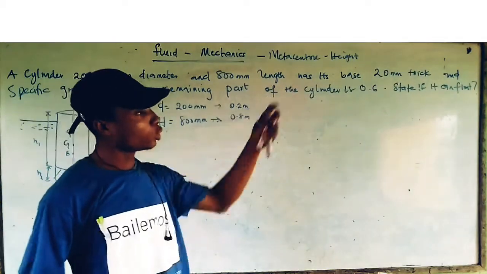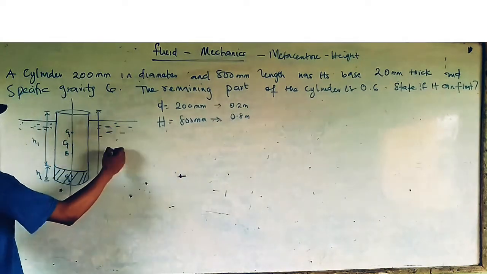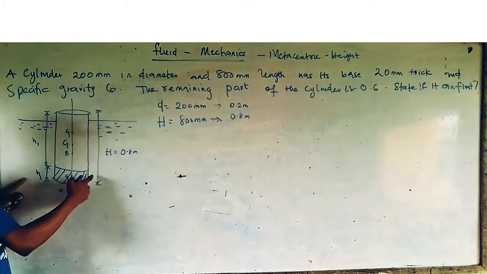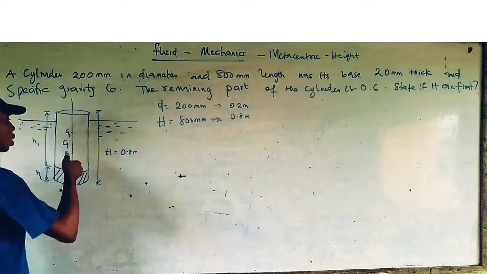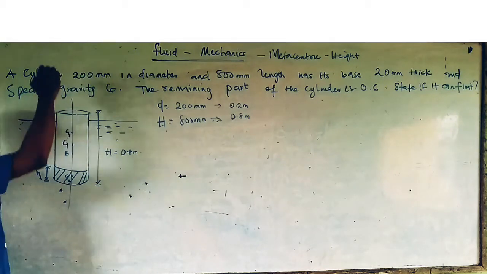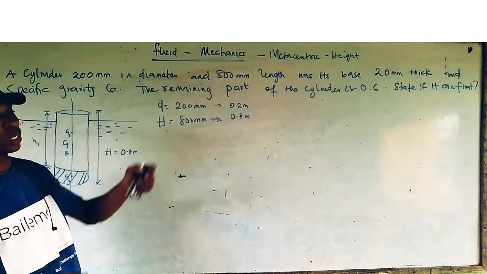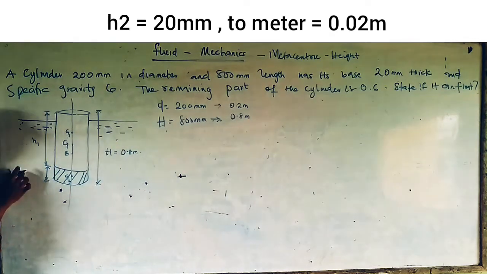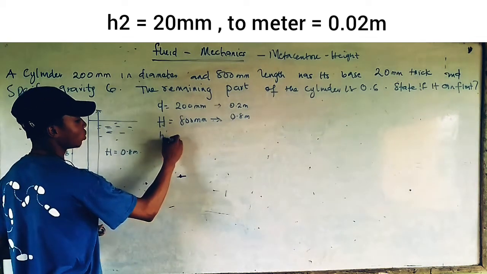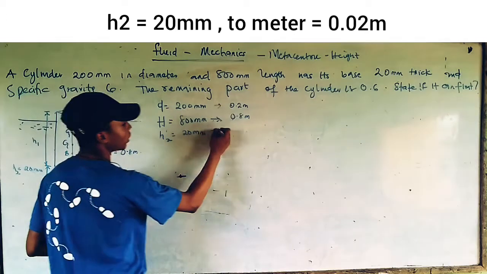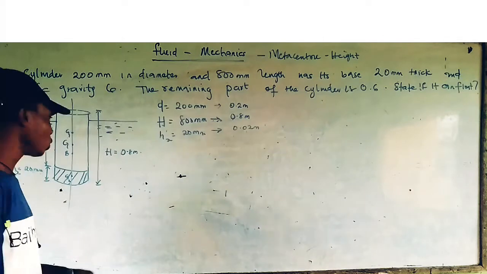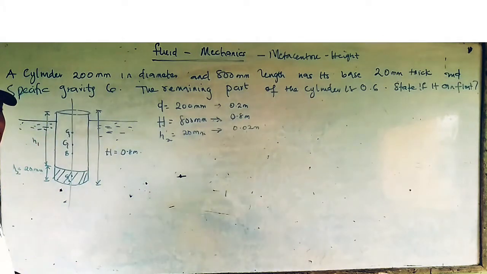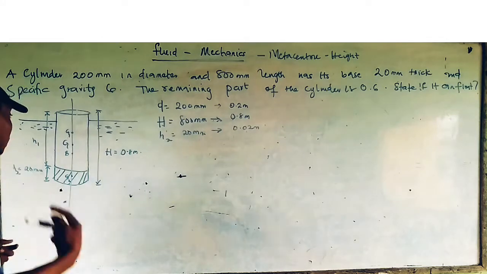Then it has its base to be 20 mm thick. So the total length of the cylinder is 0.8 meters. Then it has its base. The base of the cylinder is made up of an entirely different substance with respect to the top part, and it's 20 mm thick. Meaning the height of the base, let's call it h2, is 20 mm. Converting 20 mm to meter, we have 0.02 meter. That's the part that is made up of an entirely different substance.